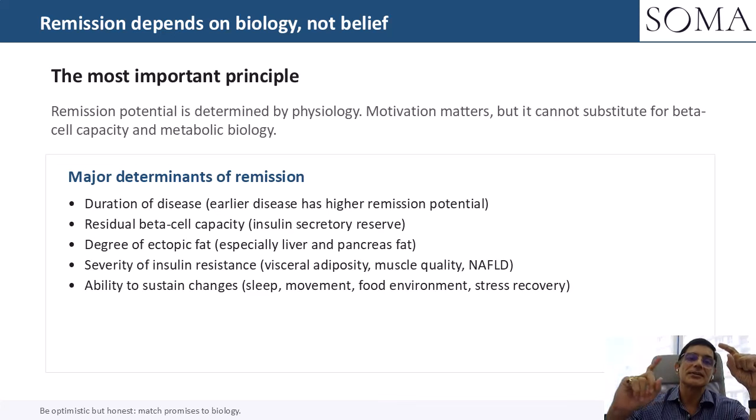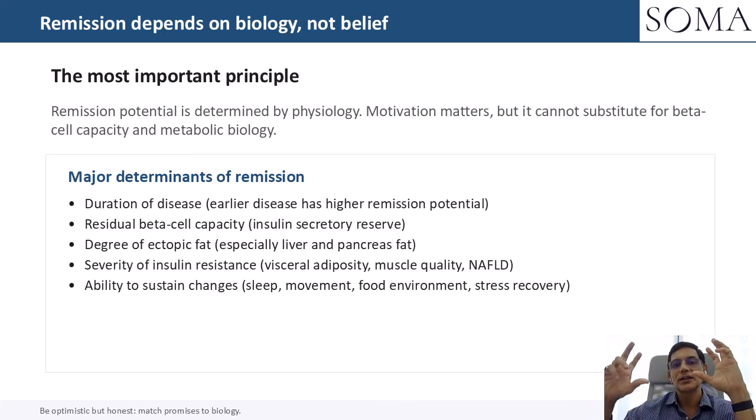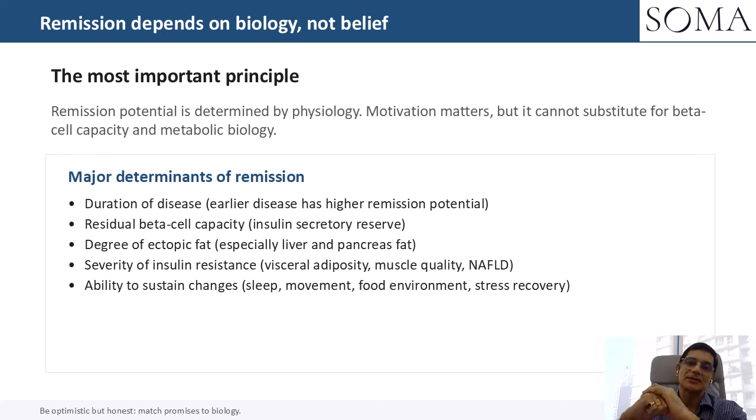Second, residual beta cell activity. If the beta cell is severely depleted, lifestyle alone cannot replace insulin secretion. In that case, our goal becomes optimal control and complication prevention, not unrealistic promises. Third one will be degree of ectopic fat, especially in liver and fat. In many patients, reducing ectopic fat is a key step in restoring insulin sensitivity and beta cell responsiveness.